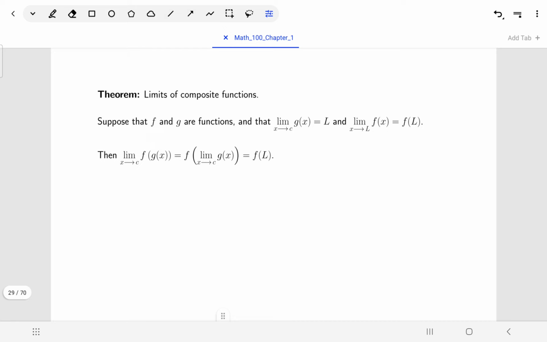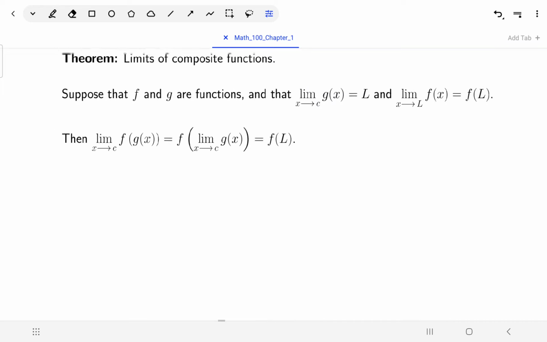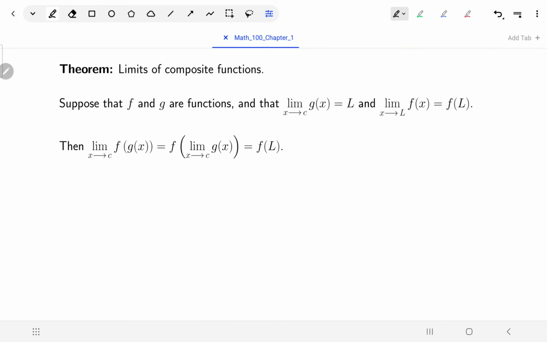Composite functions. So, of course, we don't always just deal with sine of x. Maybe you're dealing with sine of square root of x. Or maybe you're dealing with not just square root of x, maybe you're dealing with square root of x minus 2. Something where there's an inside function and an outside function. This theorem is telling us basically for limits, provided that the limits exist all the way along the way, we work our way from inside to out.